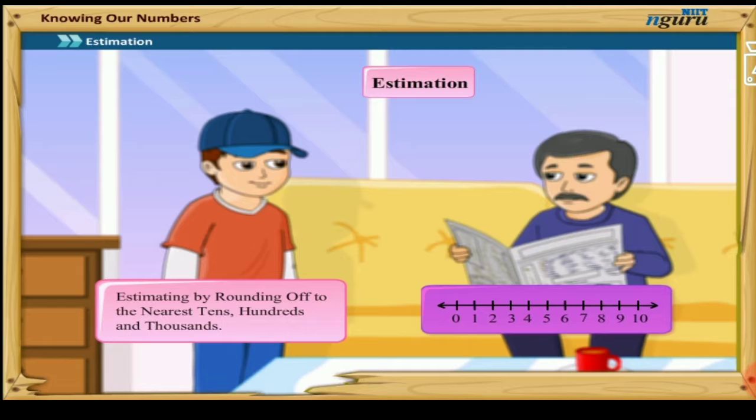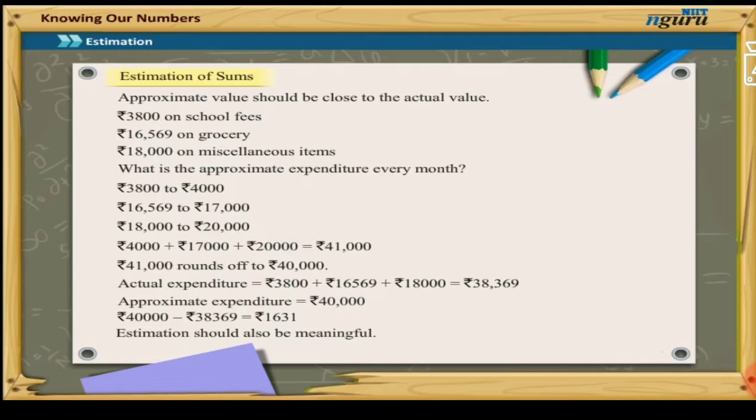For example, if every month we spend, what is the approximate expenditure every month? On rounding off, we get the numbers as shown. The sum of all the approximate values is 41,000, which can be further rounded off to 40,000. Now, the difference between the actual and the approximate expenditure is as shown. Since the approximate expenditure is quite close to the actual expenditure, it is a meaningful estimation.